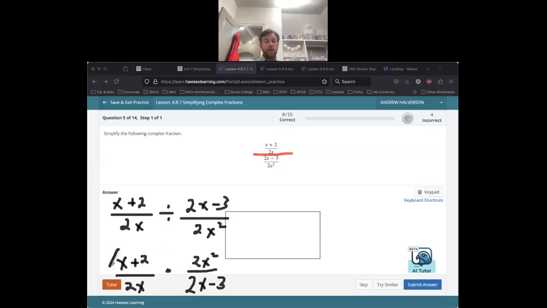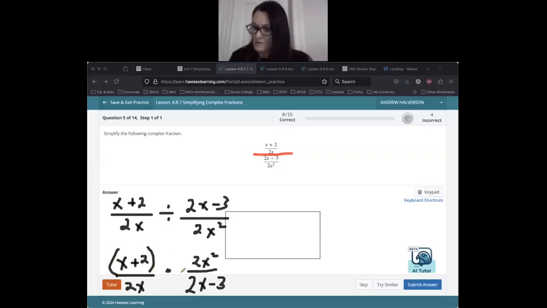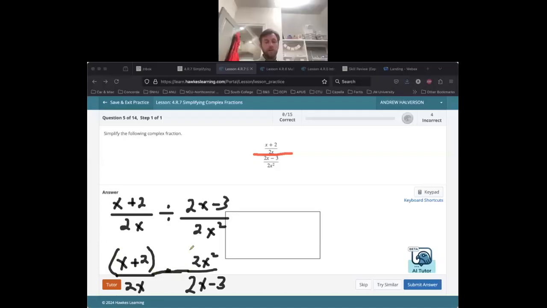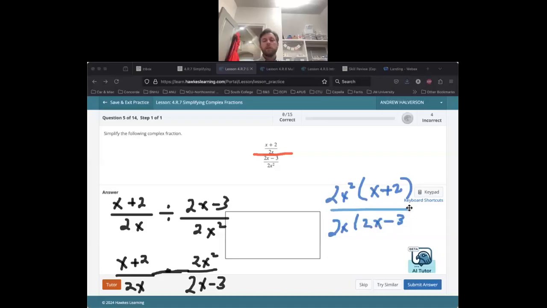You just write it as all one big fraction. Essentially, everything becomes its own. You basically just put it together. So I'll actually put it together. I was trying to be lazy, sorry. I'm gonna come over here. So 2x squared, x plus 2, just put it together as one big fraction. 2x, 2x minus 3. Okay. So can we simplify anything?